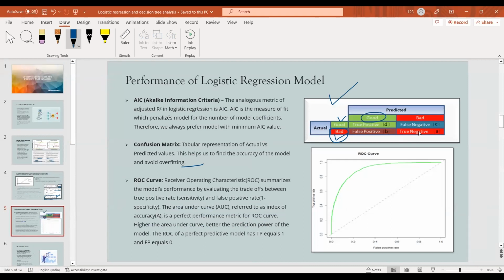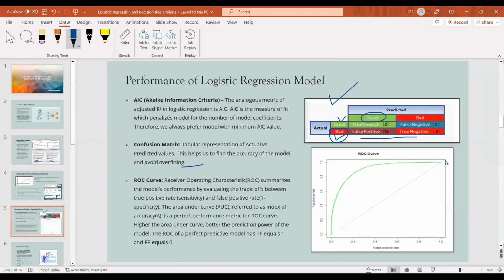So here, what is a TPR, which is the true positive rate? That is given by D upon D plus C, which is true positive upon true positive plus false negative. And FPR, which is the false positive rate, is given by false positive upon false positive plus true negative. These two are basically used in the ROC curve.